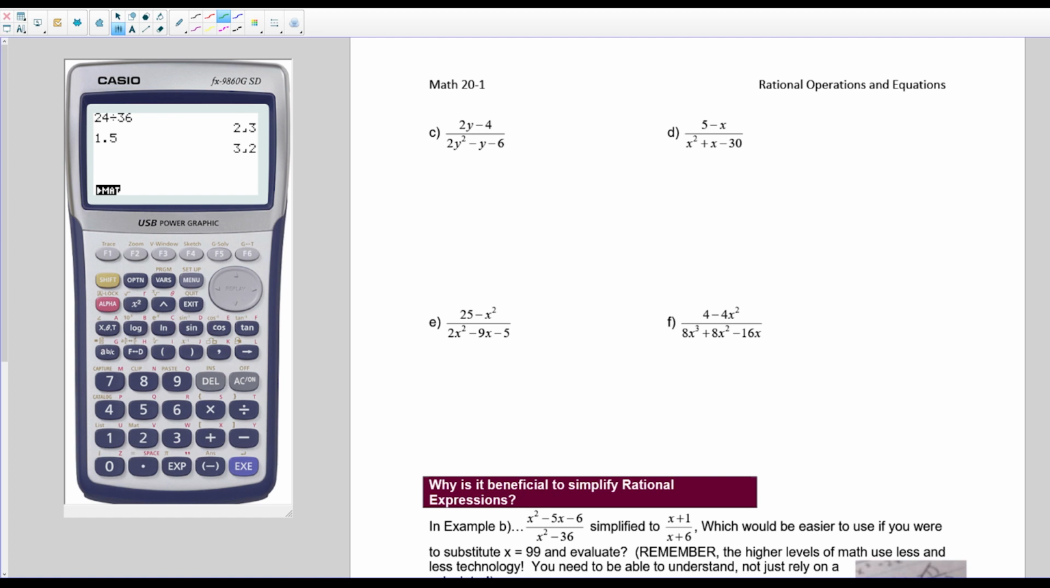For these next 4 questions, you can go ahead and pause the video and then unpause once you're done to check your work. Make sure that you're ensuring that you find your NPVs before you get rid of common factors.